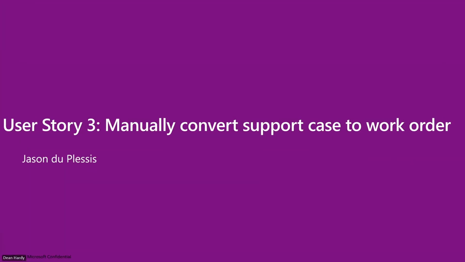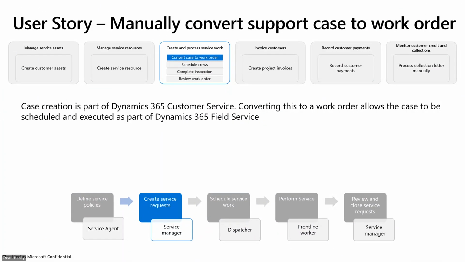Starting with creating a service request, where an agent is converting a case into a work order within Dynamics Field Service. Service requests can be created in various ways, including direct creation or through an API. Case creation is part of Dynamics 365 Customer Service, and then converting this to a work order is a common process, allowing the case to be scheduled and executed as part of Dynamics 365 Field Service. Let's see a demo of this in Dynamics 365 Field Service.